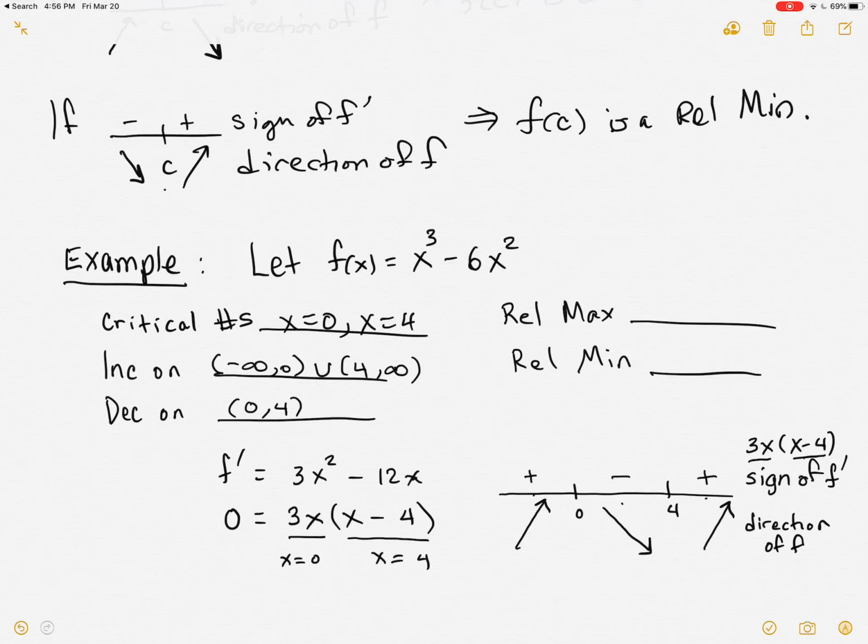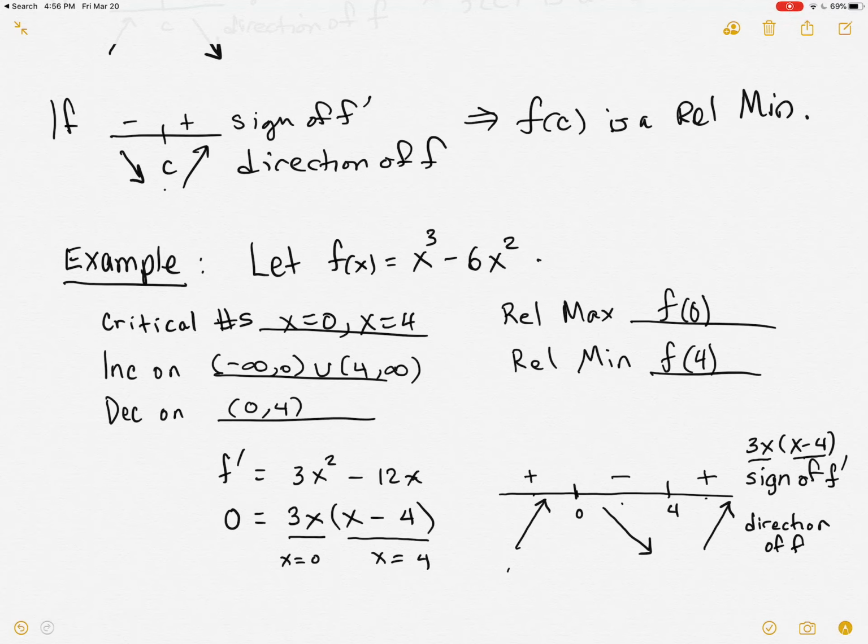And now let's look at the direction that the graph is moving, follow the arrows, and make a decision on what kind of extreme value we have everywhere. If the graph is going from rising to falling, then that means this critical number at x is 0 is a relative max. The y value is the maximum value. The other critical number gives us a min because the graph drops to the left and then rises to the right. So we have f of 4 is the relative min.